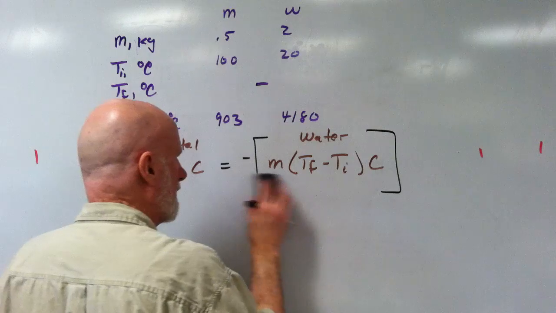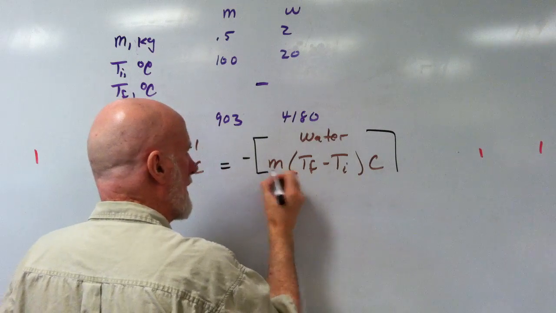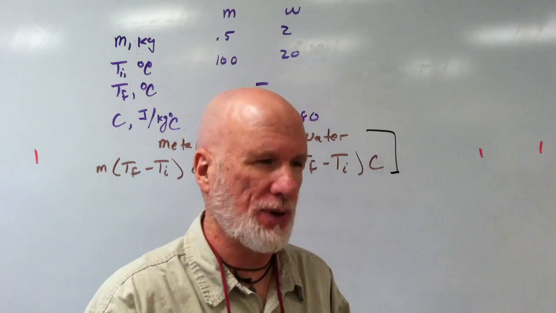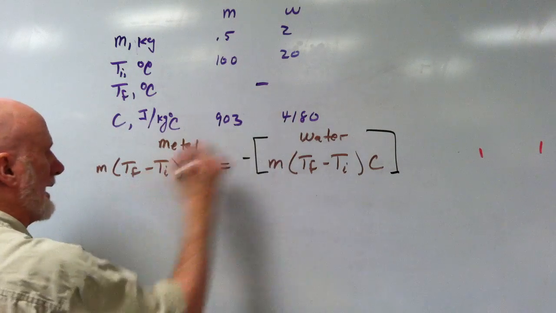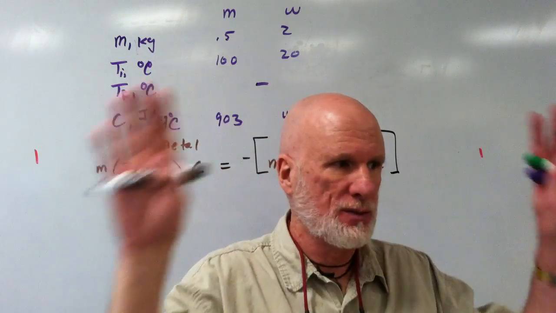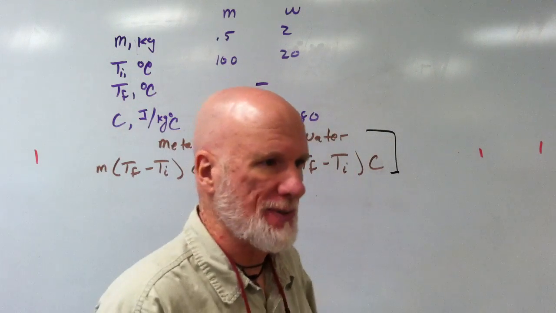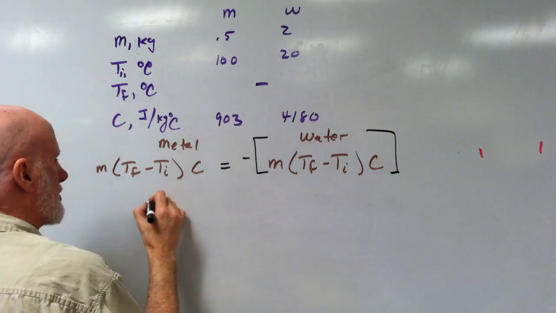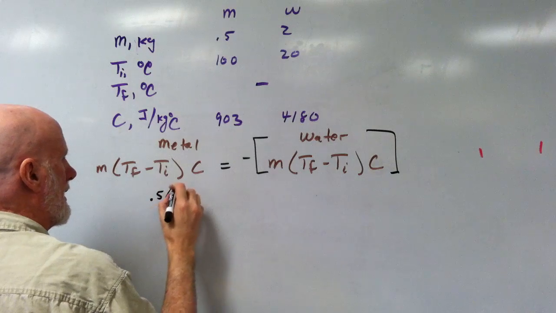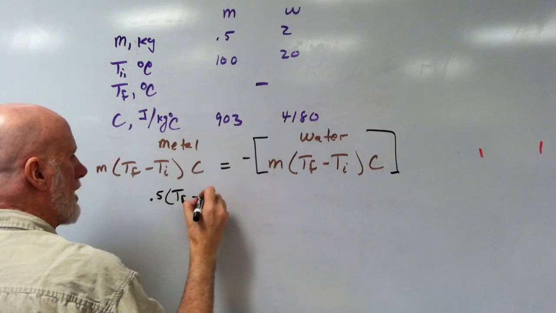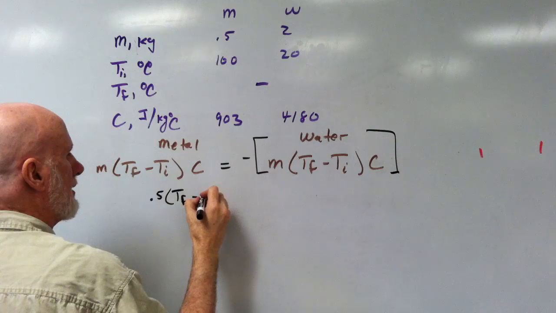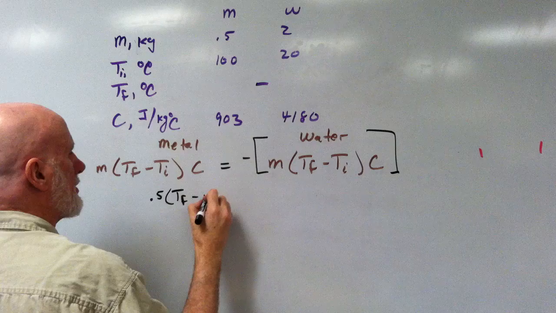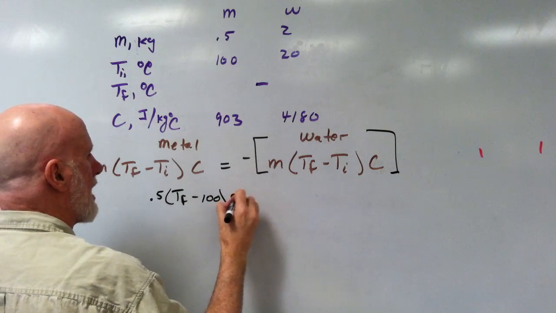Okay? Easy? Okay, so let's do it. We have all the data, right? We already went through this. We kind of did a practice before we turned it on, okay? So we'll plug in. I'm going to leave off all the unit labels, and we're just going to put in the numbers and crunch them out, okay? All right, now. So this is metal side, water side. So 0.5, and this will be final, which we don't know, and then initial, which is metal, is 100. And then this is 903.